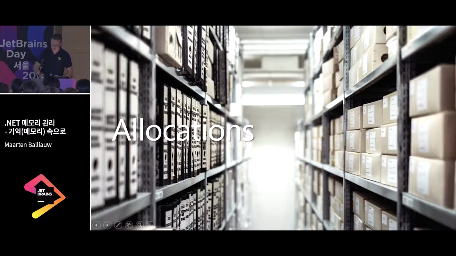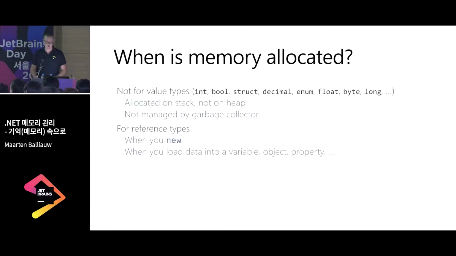All right. Let's look at allocations a little bit. When are we allocating code? That's a very good question. Typically, we are not allocating in the managed heap whenever we use integers, strings, booleans, structs, decimals, enumerations, floats, etc. Those are allocated on the stack, not on the heap. And if they're on the stack, the garbage collector doesn't have to do a thing with it.